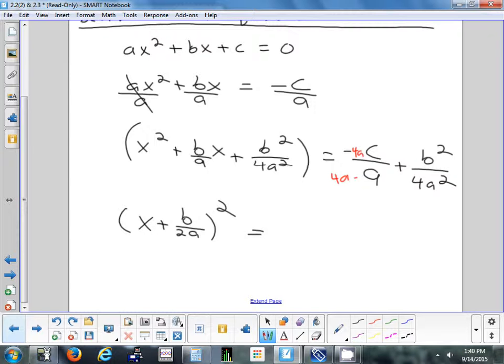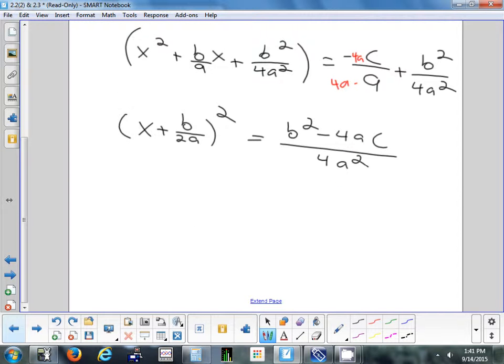Minus 4ac. Okay. That's where the quadratic formula is starting to come from. And b squared minus 4ac. Right, so we're starting to see some of it. So you have b squared minus 4ac all over 4a squared.